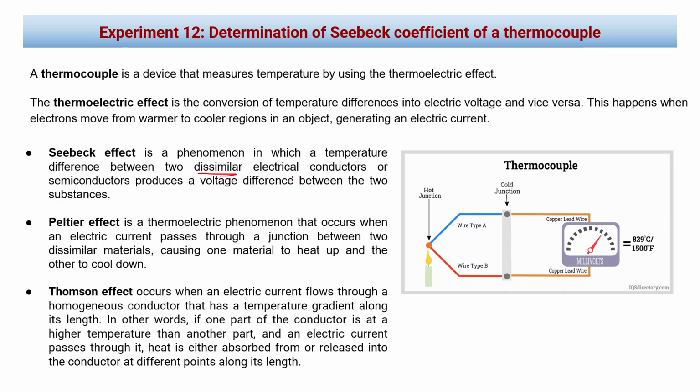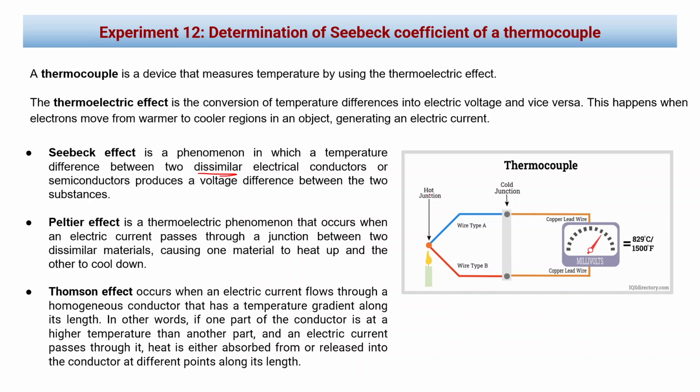Dissimilar means different. If you see here, this is actually a thermocouple. Here is a rough sketch of how a thermocouple is: this is a wire of type A material, this is another wire of type B material, and both are connected at this particular junction.